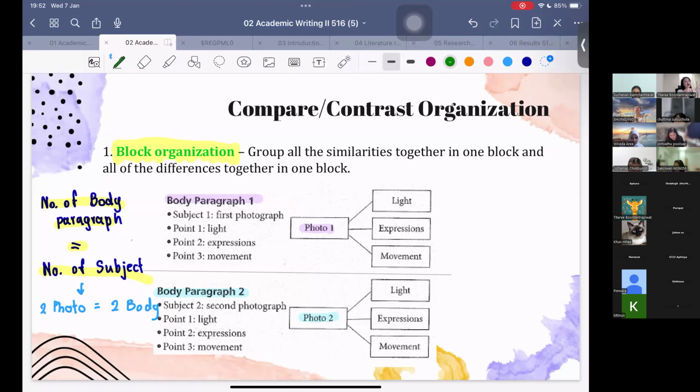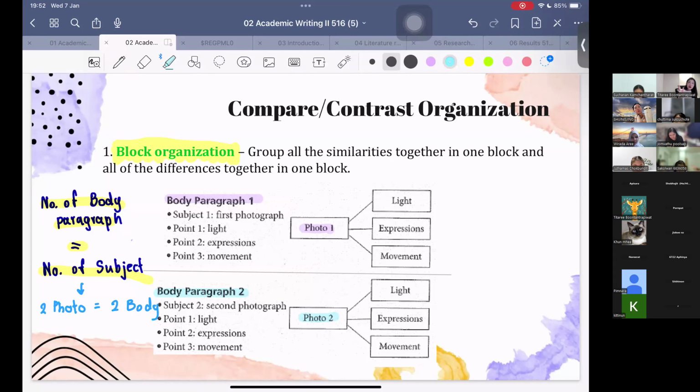So if I compare two photos using block organization, that means I can have two body paragraphs. Number of body paragraphs equals the number of subjects or objects. So two photos, two subjects, two body paragraphs. And when you write compare contrast, you're going to follow the points of comparison.